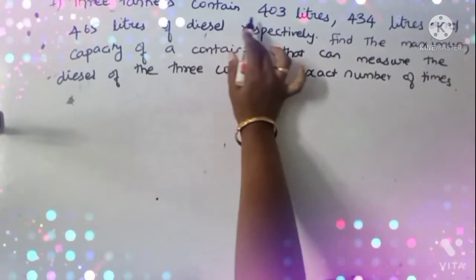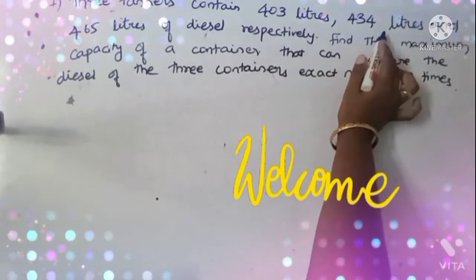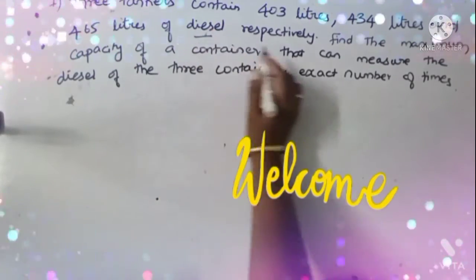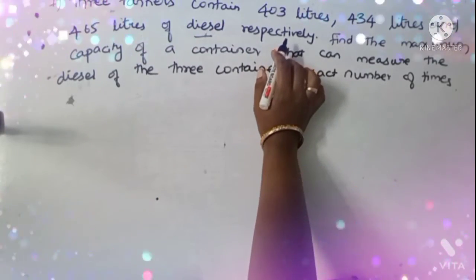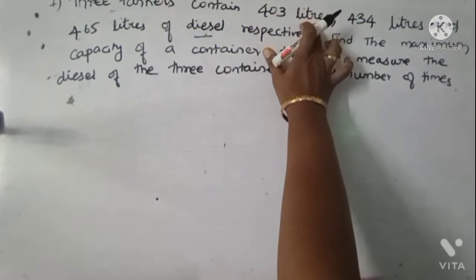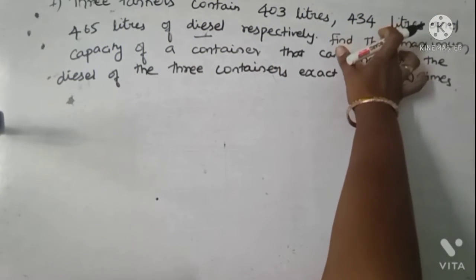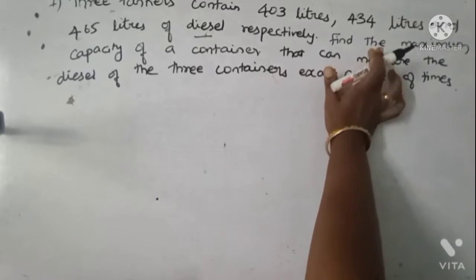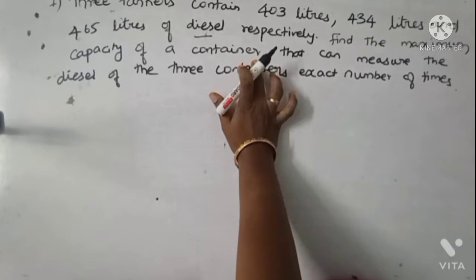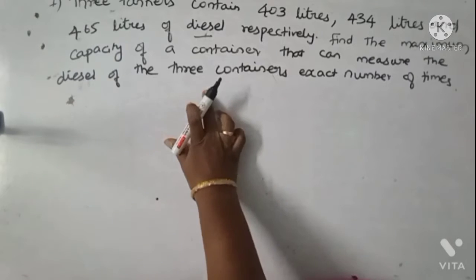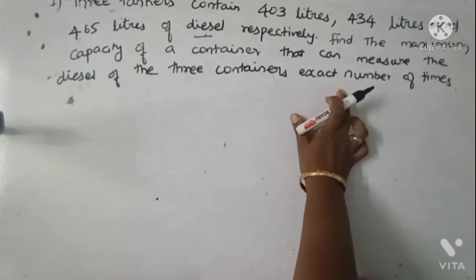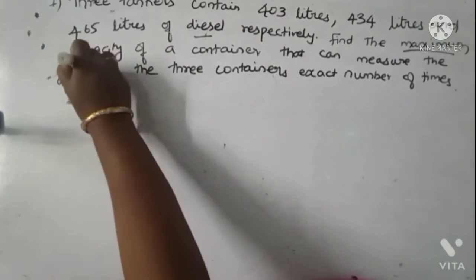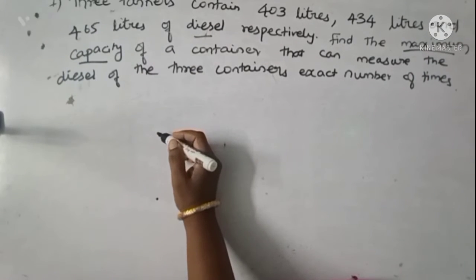Three tankers contain 403 liters, 434 liters and 465 liters of diesel respectively. Find the maximum capacity of the container that can measure the diesel of the three containers an exact number of times. So we have to find the maximum capacity. For that we have to find the HCF.